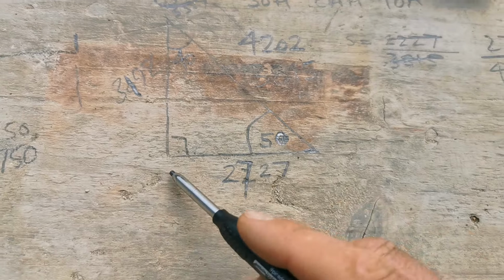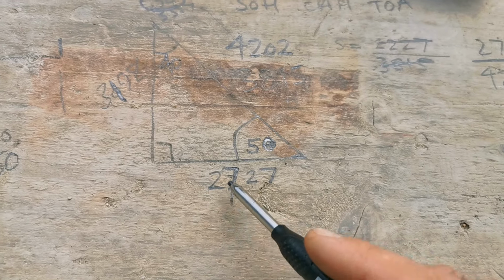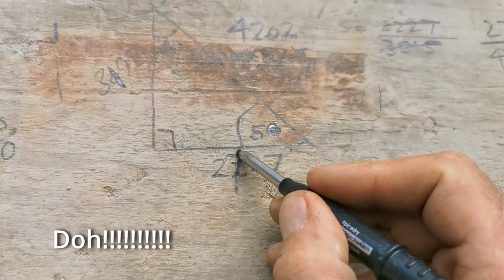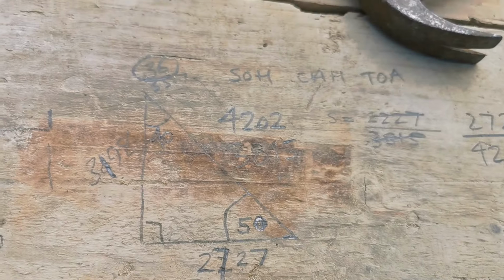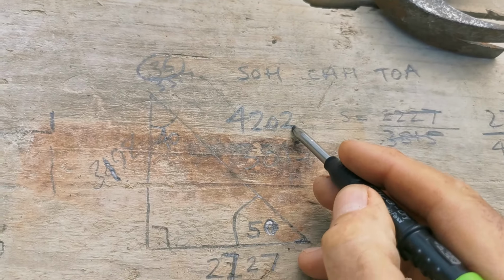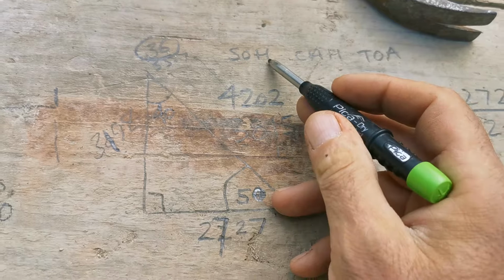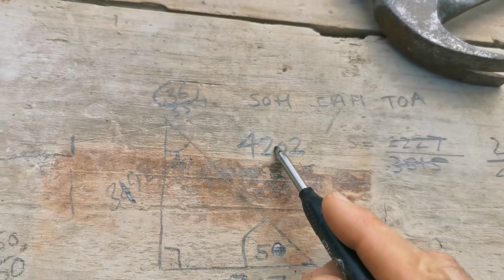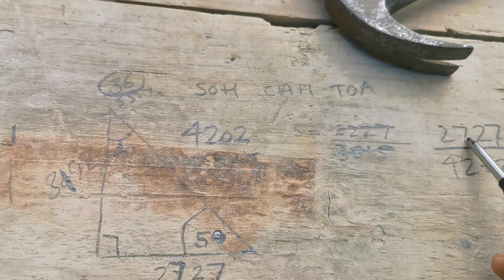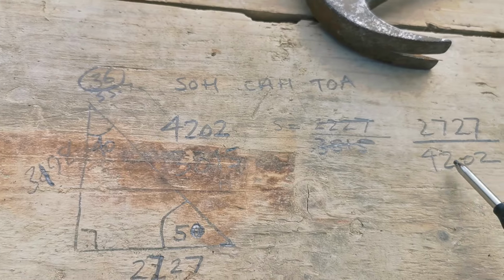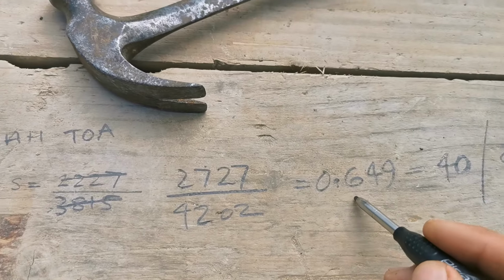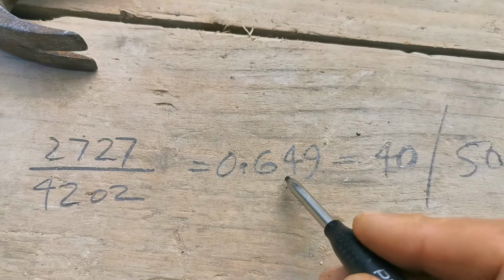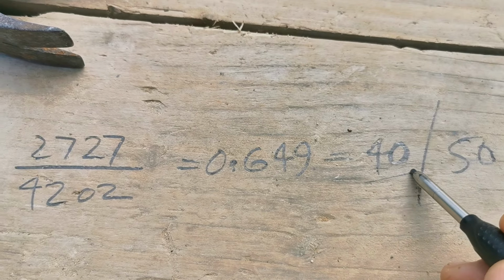And half of 5.5 metres is not 2250, it's 2750. So I was 500 mil out on that measurement. So that makes the hypotenuse 4202. So to find the angle, sine is the opposite over the hypotenuse, so that becomes 2727 divided by 4.202, which equals 0.649, which is the sine of 40 degrees.